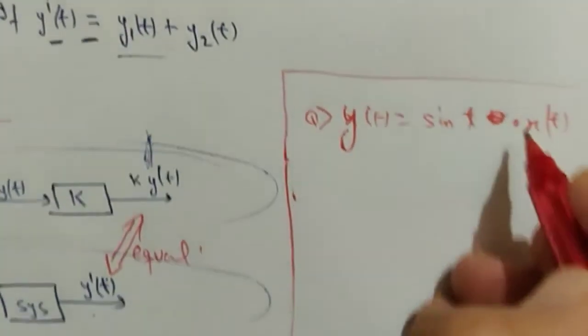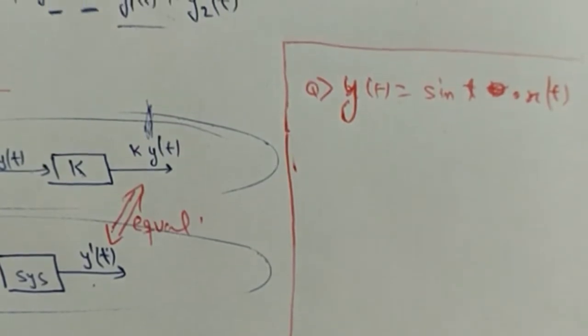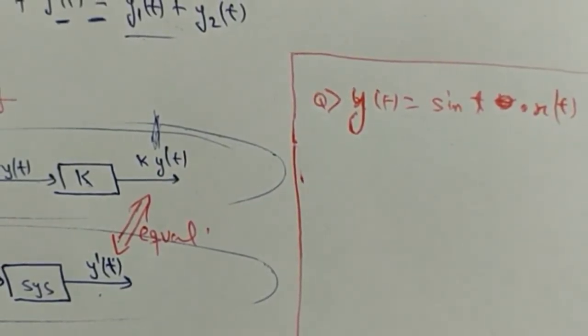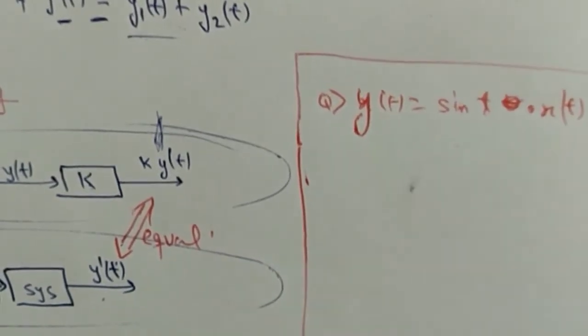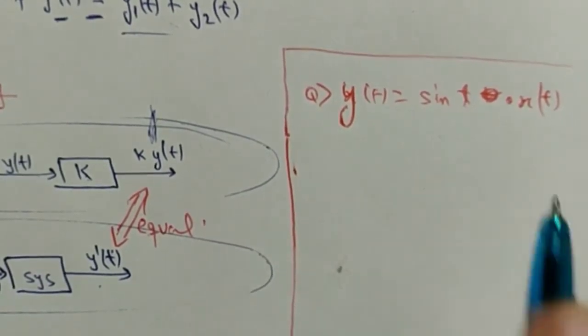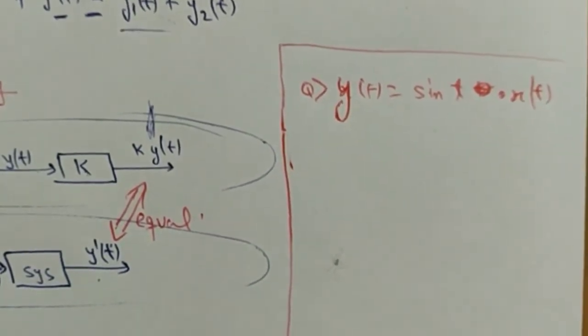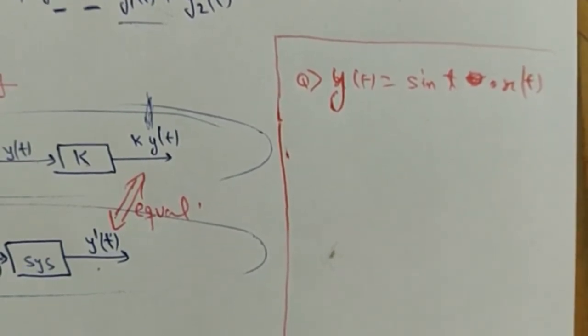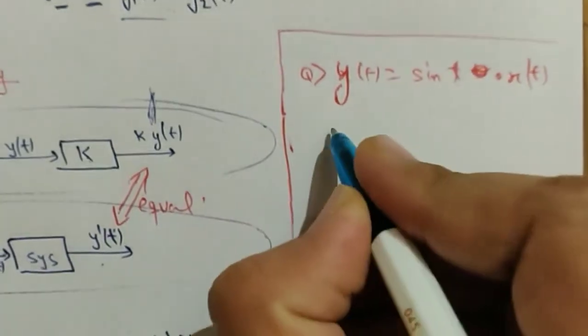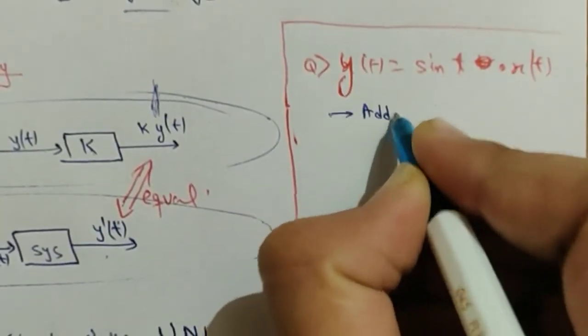So suppose I put x1(t) in the system, the output which I will get is sin t into x1(t). If I put x2(t) in the system, the output which I will get is sin t into x2(t). Now if I add these two, I will get x1 plus x2 whole multiplied by sin t. Now suppose I put x1 plus x2 in the system, the output which I will get is sin t into x1 plus x2. As you can see, both the outputs are the same. Therefore the system follows the law of additivity, verified.